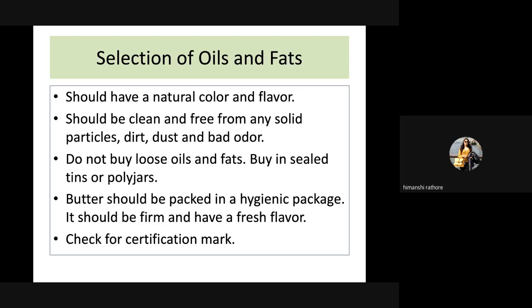Now, what points will you consider while selecting oils and fat? First of all, it should have a natural color. If a mustard oil looks yellow in color, then it has to be yellow. It should not look dull or brown or some other color. So there should be naturality in the color and the flavor, and it should be clean and free from any solid particle. You can see with your naked eyes that the oil must be free from any kind of dirt or dust or sand or bad odor.